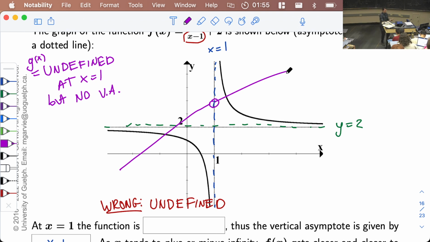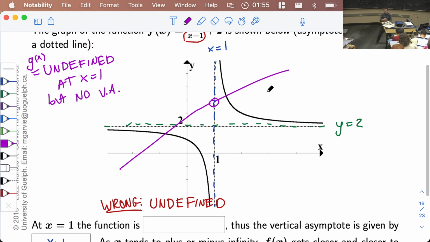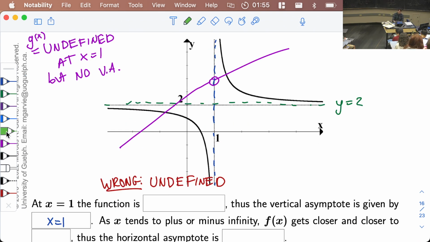So be very careful that you understand this distinction between undefined and a vertical asymptote. A vertical asymptote is related sort of to undefined, but it's not the same thing. So be careful on that. So what is the correct answer? The correct thing you should put in the box, the correct thing, is the function.